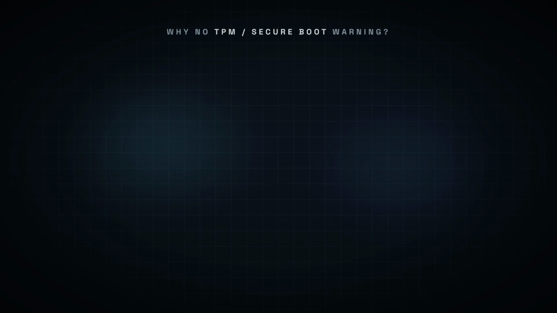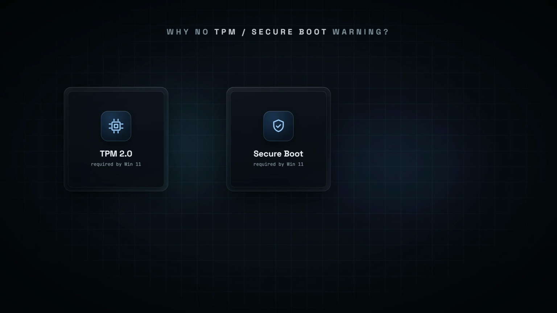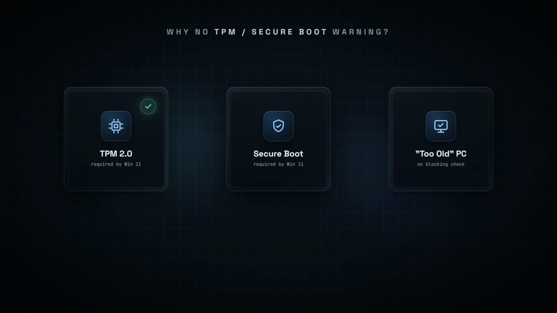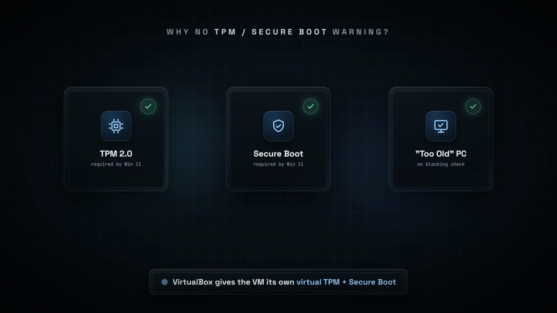And here's something worth understanding, because I know some of you are wondering. There's been no warning about TPM or secure boot, and no "this PC can't run Windows 11" error. That's because VirtualBox handles the requirements for you. The virtual machine gets its own virtual TPM and secure boot, and the installation method we're about to use even bypasses Microsoft's checks on top of that. So you don't need any registry hacks or modified ISO files, and it works even if your real PC is officially too old for Windows 11.